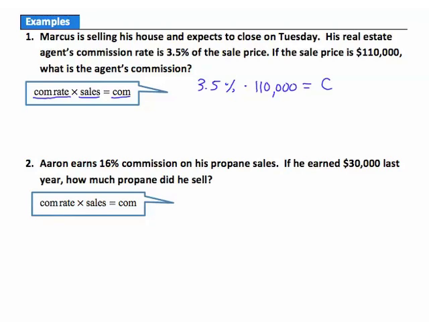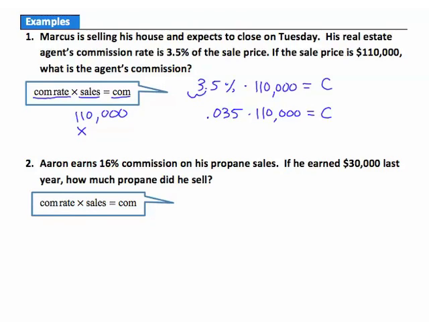Before we do that multiplication though, let's change this percent to a decimal. So we would move that decimal 2 places to the left, 1, 2, so that's going to give us 0.035 times $110,000, and that's going to give us the commission this person earns. Okay, so now on some scratch work, we're going to need to take 110,000 and multiply it by 0.035.